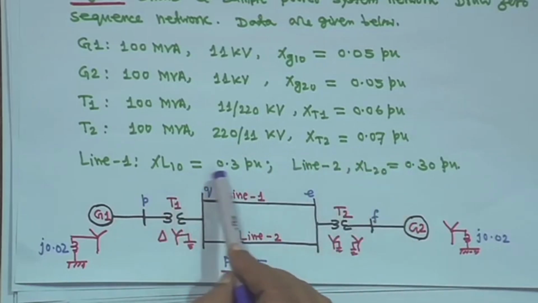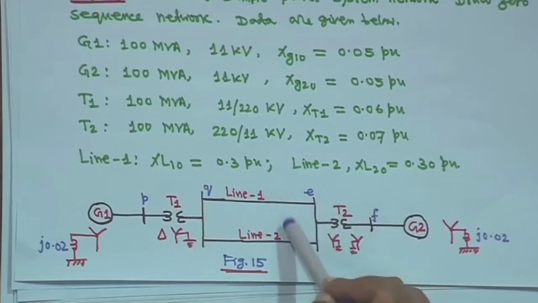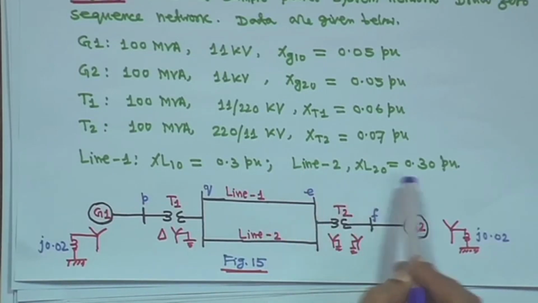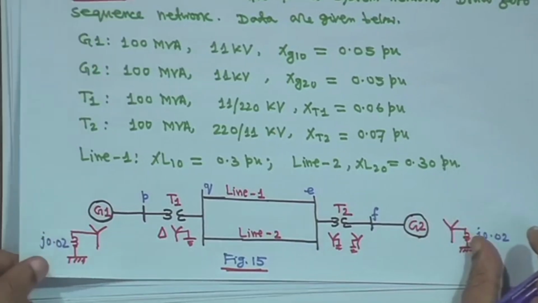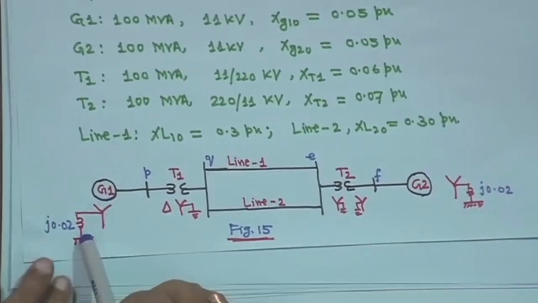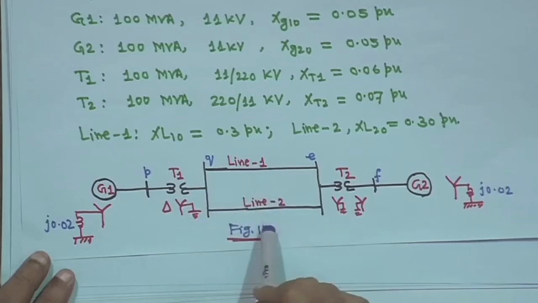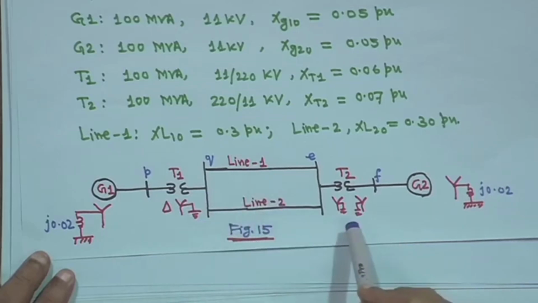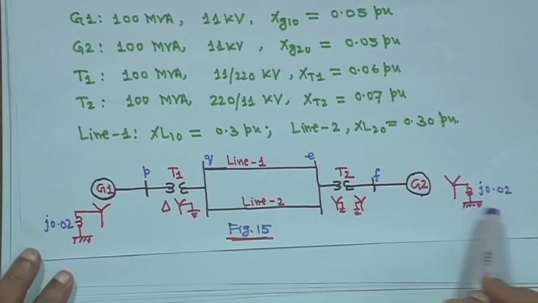Line 1, xl10, is 0.30, and this is a double circuit line. Line 2, xl2, is 0.30 per unit, and this is the diagram. You have to draw the zero sequence network. This generator is grounded, and we have taken delta star here. This is a double circuit, parallel line, and this is star star, both grounded, and this generator is also star grounded.